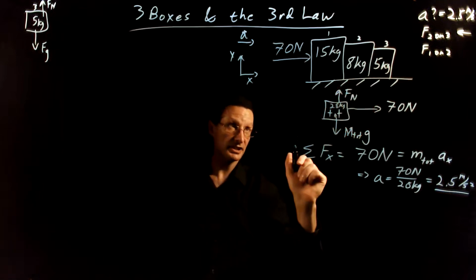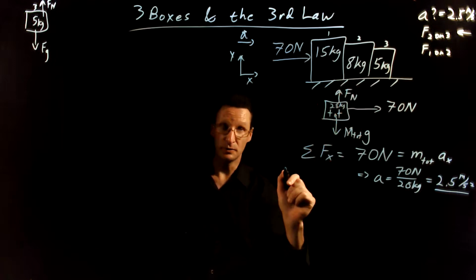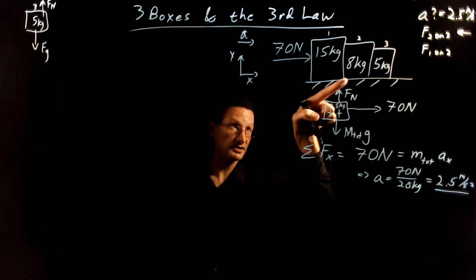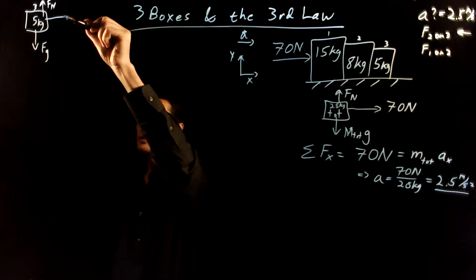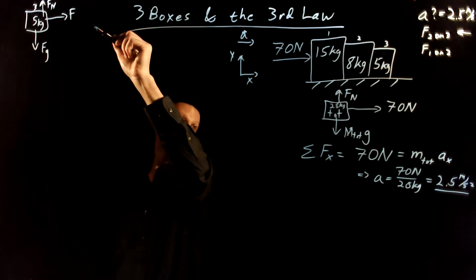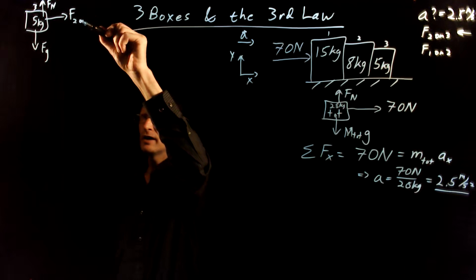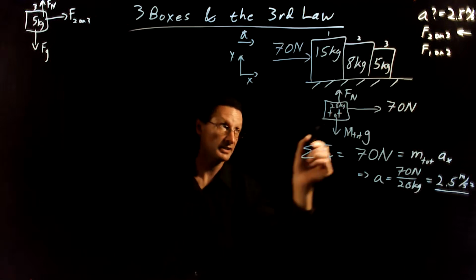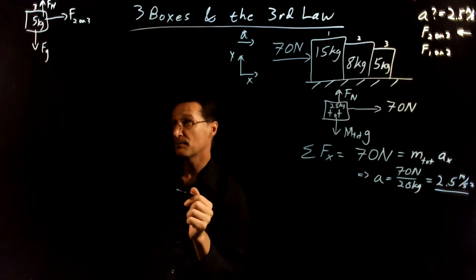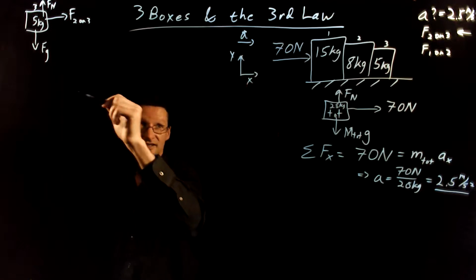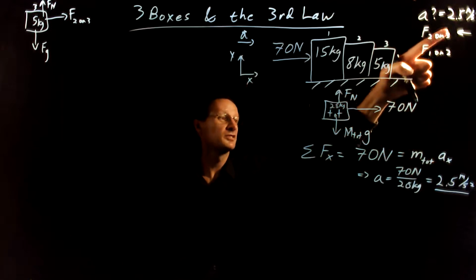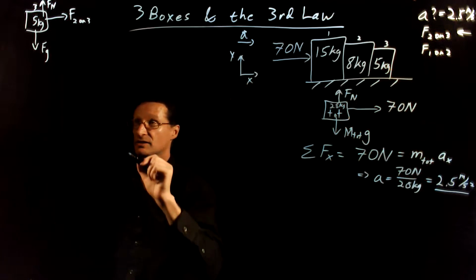It's touching box 2 here, the 8 kilogram box, and box 2 is going to push box 3 this way. So that's the force of 2 on 3. Okay, that's one of the things we want to find. All right, so I know my acceleration is again in that direction, and I know the value of my acceleration, 2.5 meters per second squared.